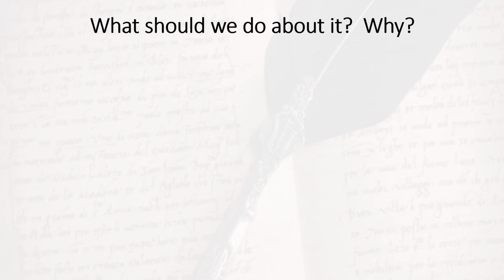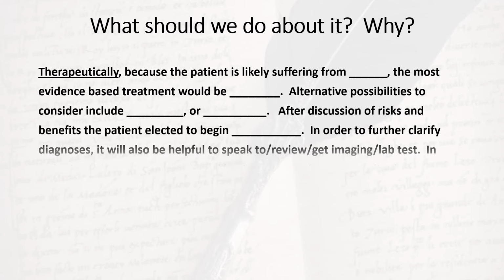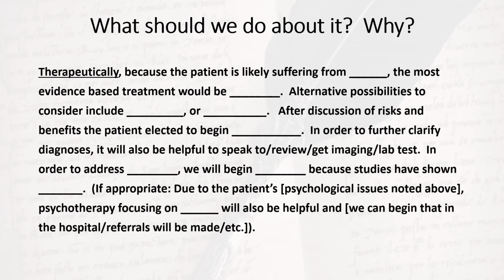The next paragraph, I'm going to answer the questions, what should we do about it, and why? So I'll say therapeutically, because the patient is likely suffering from blank, which we've already made the argument supporting, most evidence-based treatments would be blank. Right? Alternative possibilities to consider include blank or blank. After discussion of risks and benefits, the patient elected to begin blank. So again, I've already made my argument. This is what I think we should do about it. I've said this is why I think we should do it. This is what the patient decided to do about it.